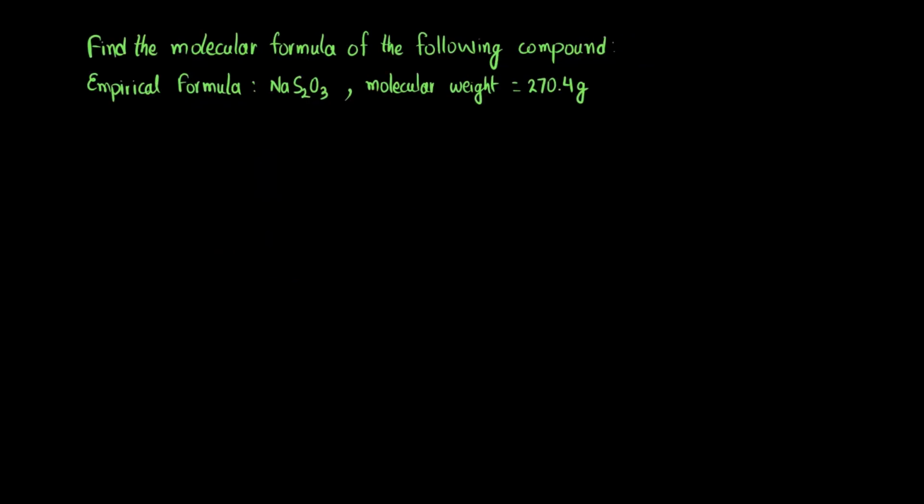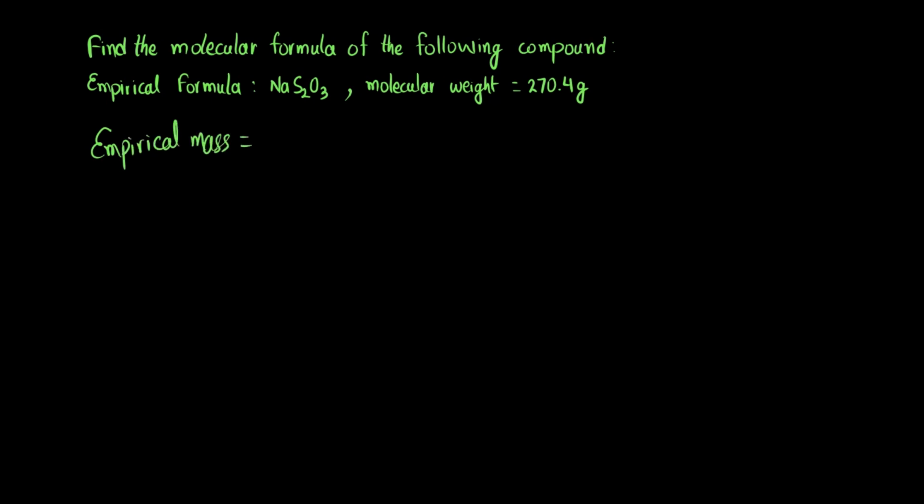Now let's see this word problem. The empirical formula is NaS2O3 and we know the molecular weight as well. To find the molecular formula, you will start by finding the empirical mass, the mass of NaS2O3. Let's start with that. We have empirical mass.